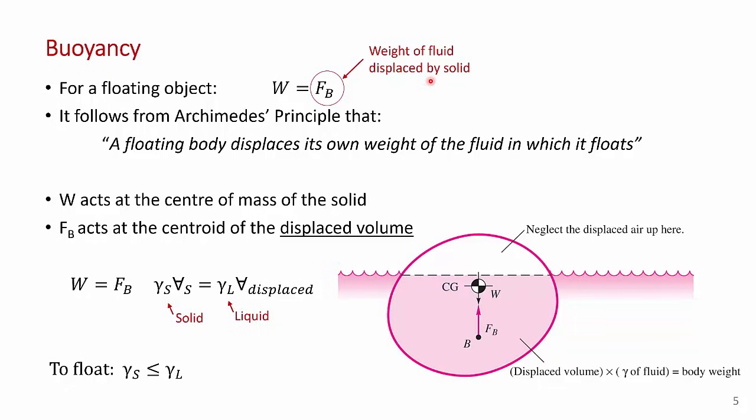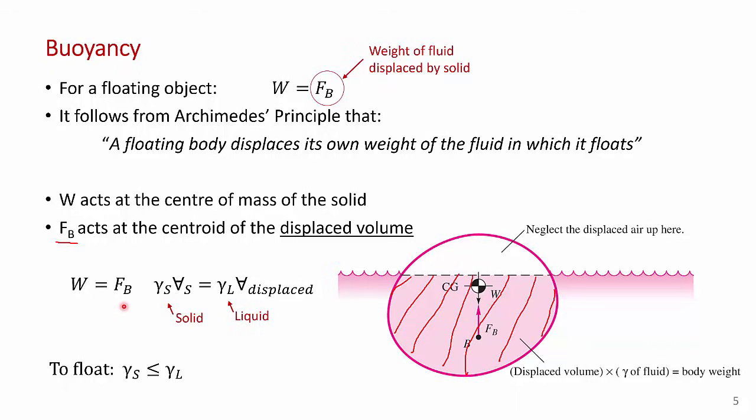And so it follows from Archimedes' principle that a floating body displaces its own weight of the fluid in which it floats. Of course, again, the weight acts at the centroid, the center of mass of the solid. The buoyancy force, again, it's important to understand this, acts at the centroid of the displaced volume. Let me change my pointer to a pen. So the buoyancy force here acts at the centroid of the displaced volume, which is this hashed area marking with my mouse. So the statics is very simple.